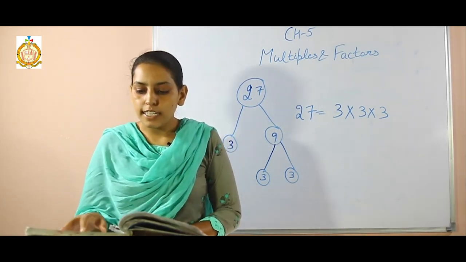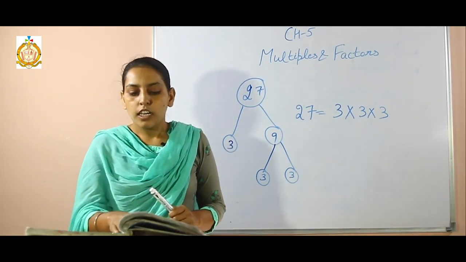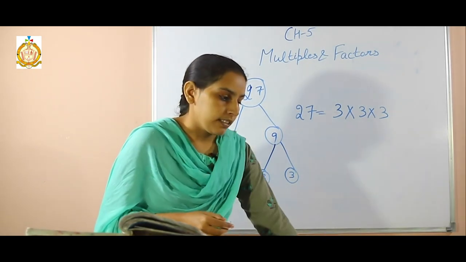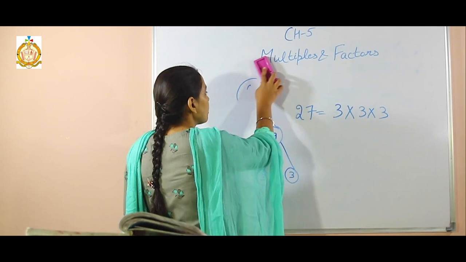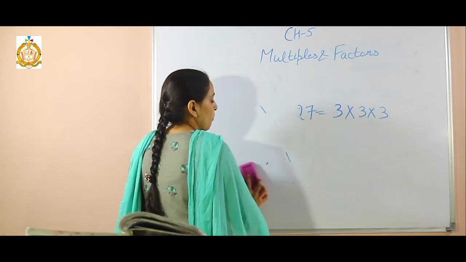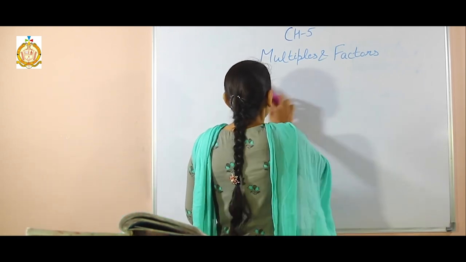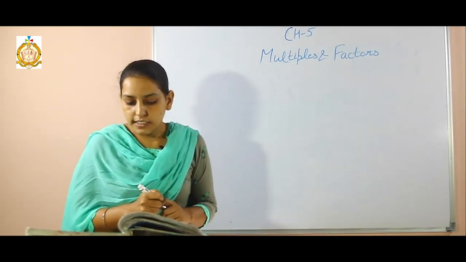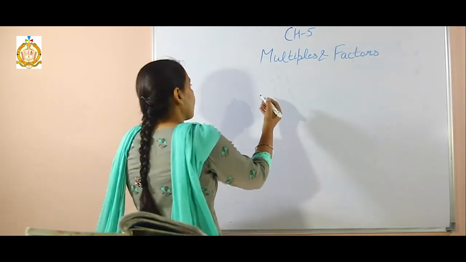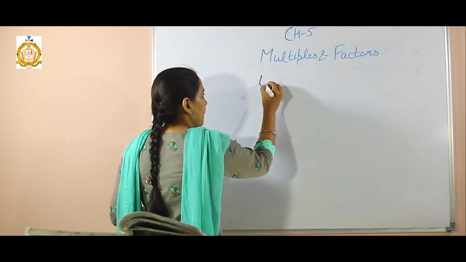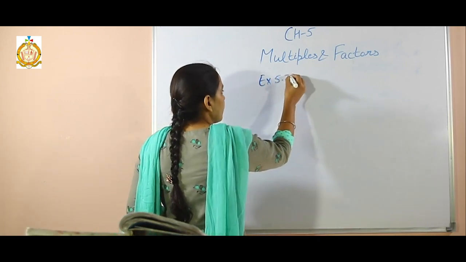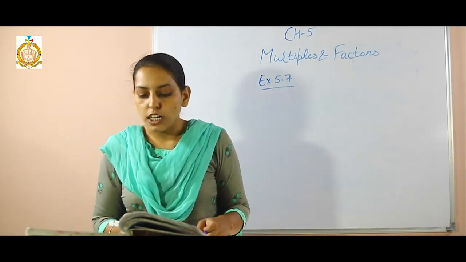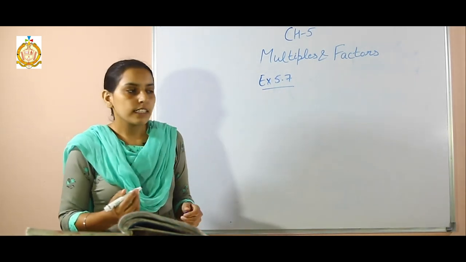Students, next exercise 5.7. Find the prime factorization by division method. Here you have to find out the prime factorization by division method. Our first sum is 60. You have to find out the prime factorization of 60.